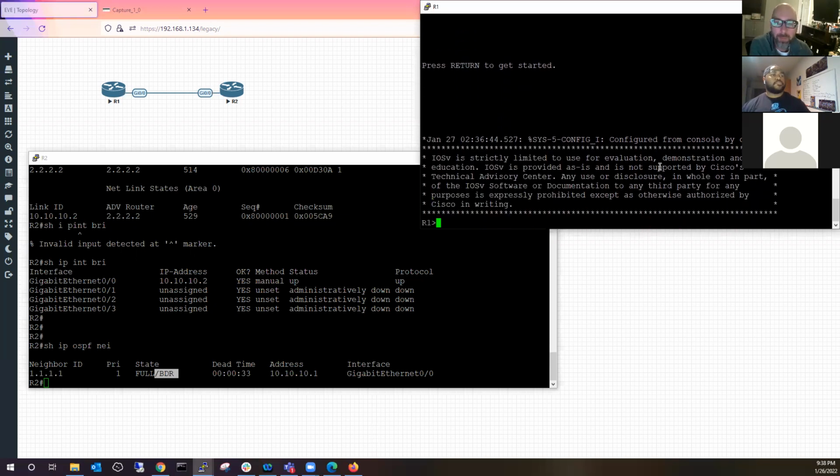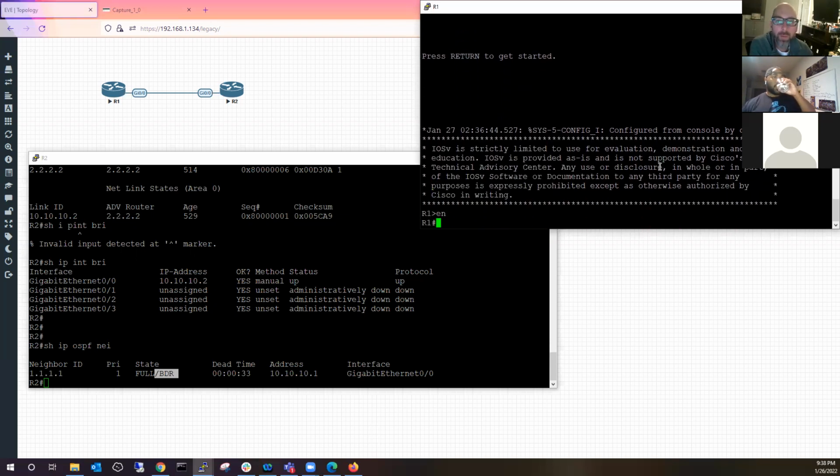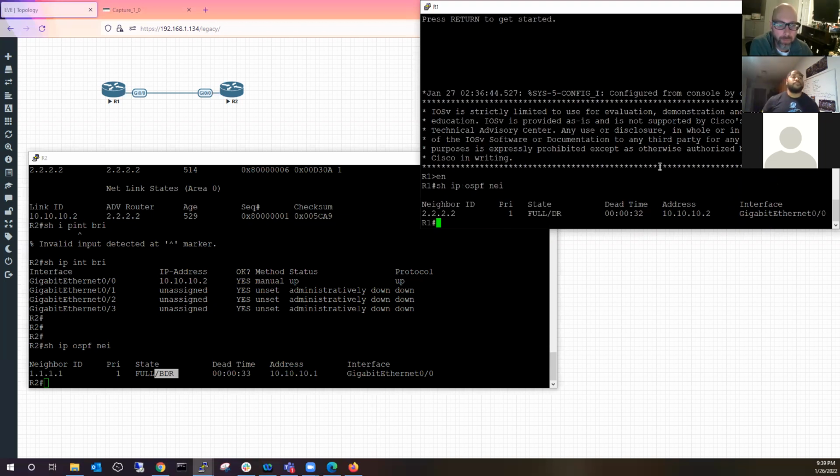So we're going to go over here to router number 1, and we're going to see its perspective as far as the adjacency. And what do we see here? That router 2 is the designated router. Router number 1 has probably a loopback on there, 2.2.2.2. Okay?